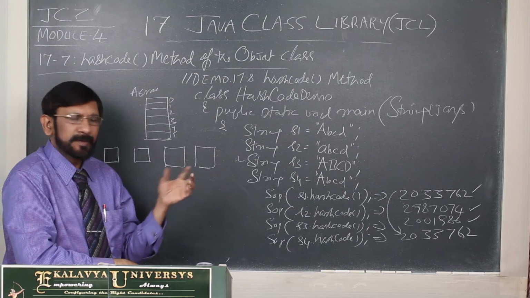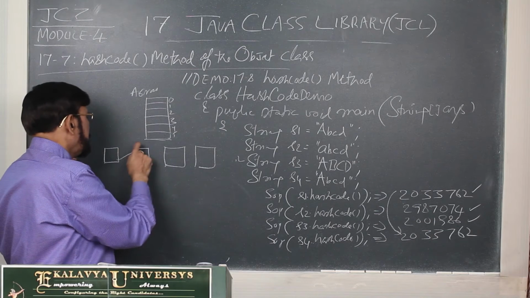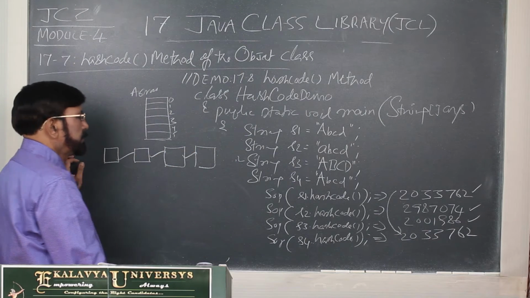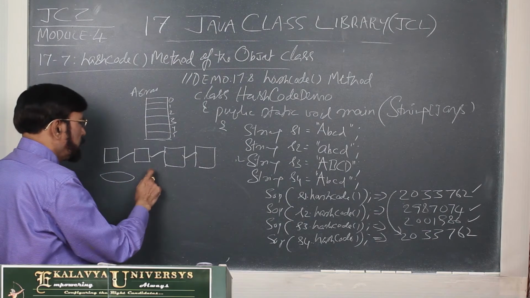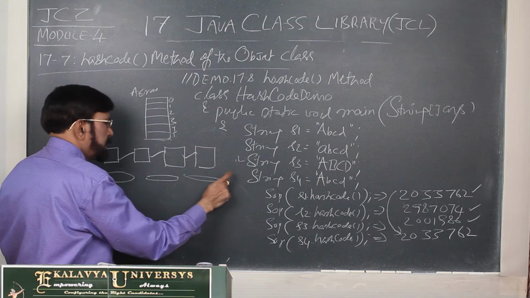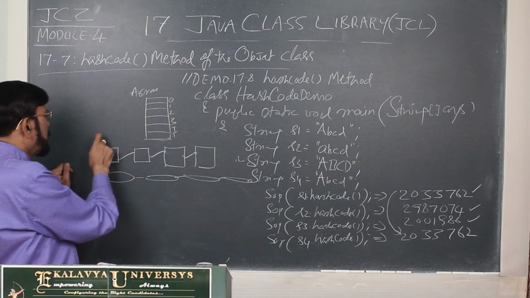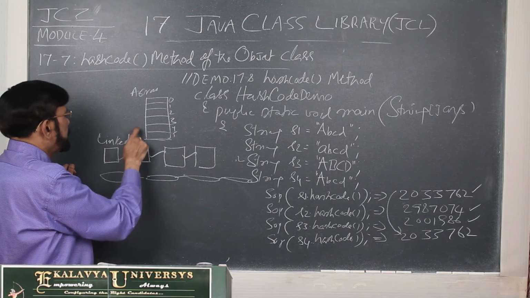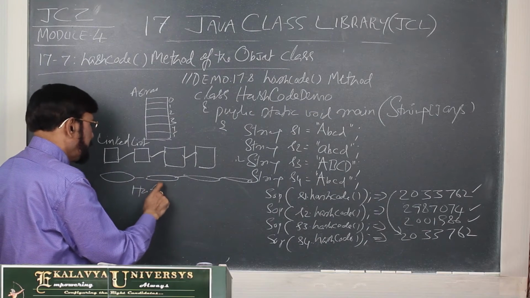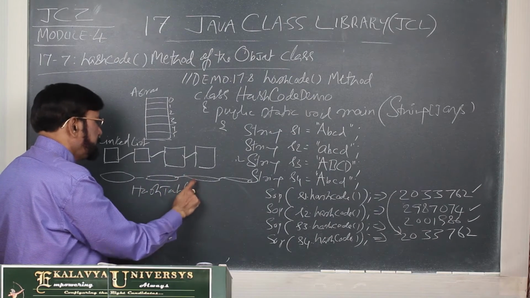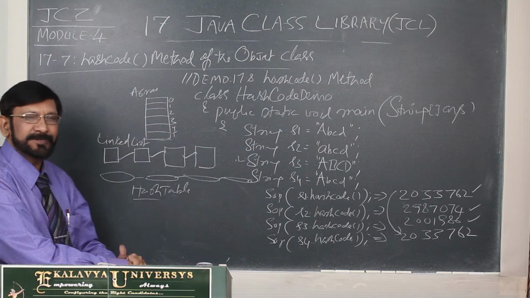In a linked list, the elements may be disseminated throughout the memory, here and there, but they are linked. It is like a fleet of boats in the river which you link together like this. This is what you call a linked list. Now, hash table is a hybrid of the array and the linked list.